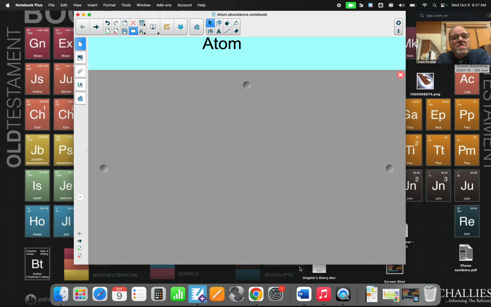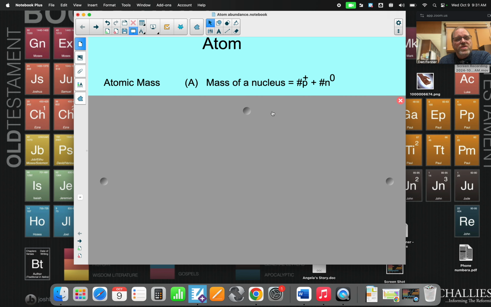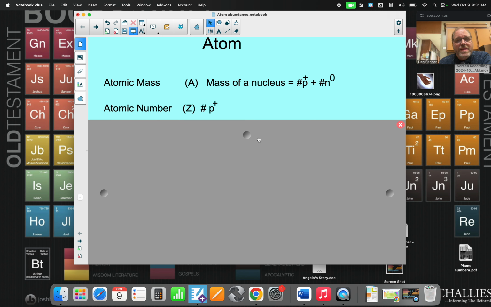The atom is the smallest part of an element that still retains the properties of that element, same as we discussed yesterday. In order to get some values out of it, we have a couple of values we have to look at. The first is called atomic mass. Now, there's an old number system called A. Many teachers don't use it anymore. A is the atomic mass. It's the mass of a nucleus: the number of protons and the number of neutrons. Also, there's atomic number, old system Z, just the number of protons.